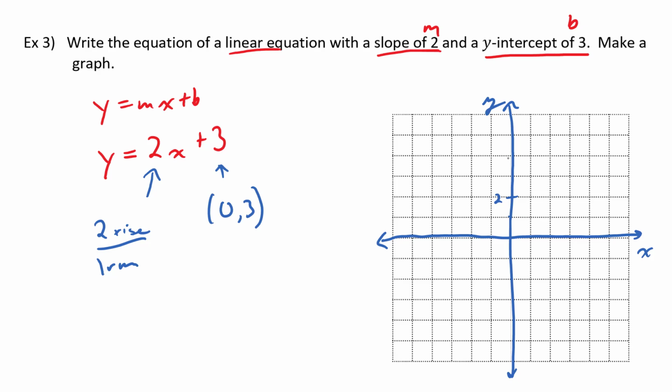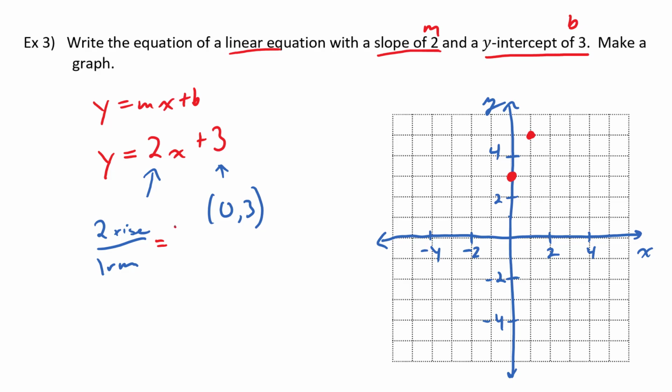Put our standard scale: 1 unit is 1 box. When we're graphing this, we'll put the y-intercept on there first. So it's crossing the y-axis at (0, 3), right there. Our slope is now 2. So we rise 2, we move over 1. We rise 2, we move over 1, right there.